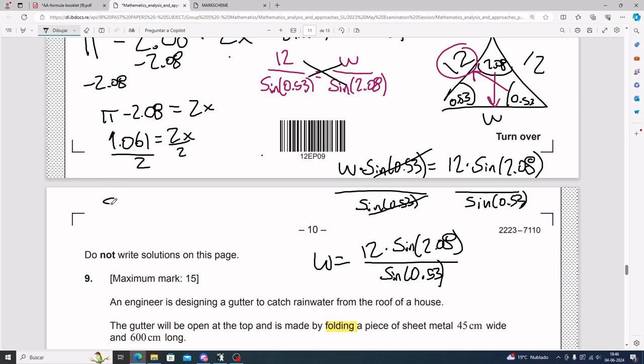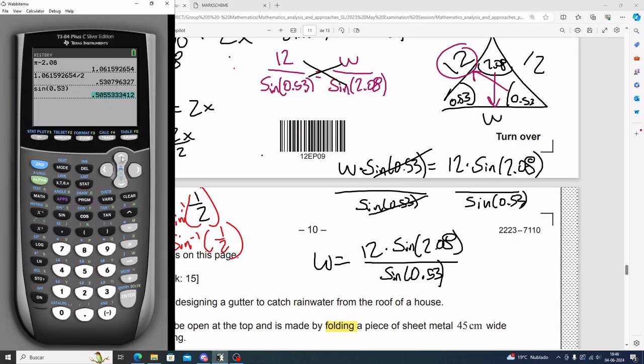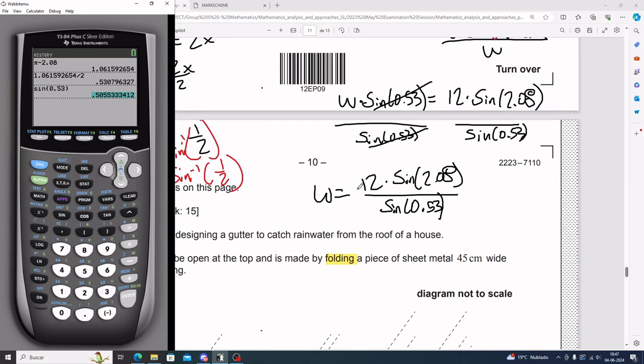For example, if you have sine of theta equals 1/2, and you want to get theta alone, now you do sine inverse, because the sine inverse cancels the sine. You end up with theta equals sine inverse of 1/2. That is how the sine inverse works: it gets rid of the sine. Here you don't use sine inverse. It's basically just dividing by a number. Sine 0.53 is the same as 0.505533 and so on. So that's a quick reminder of when you use sine inverse or not.